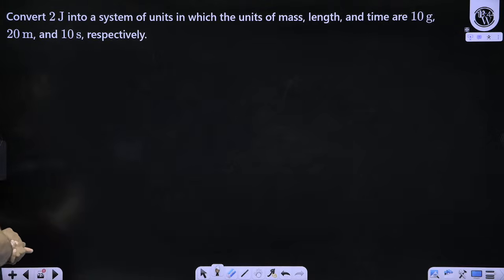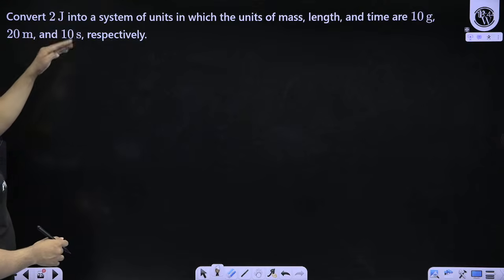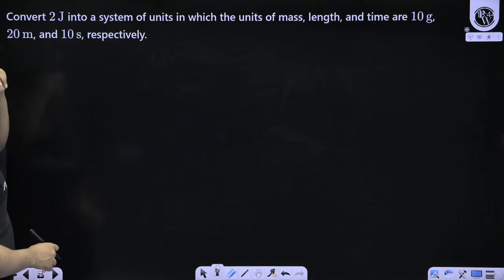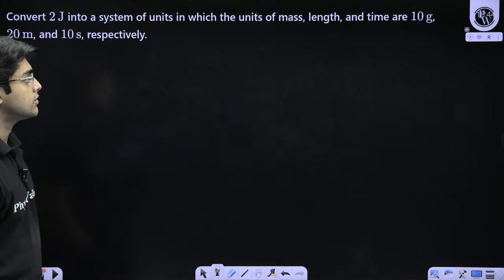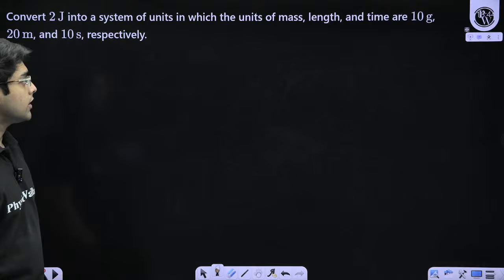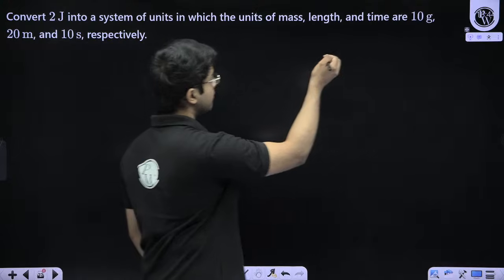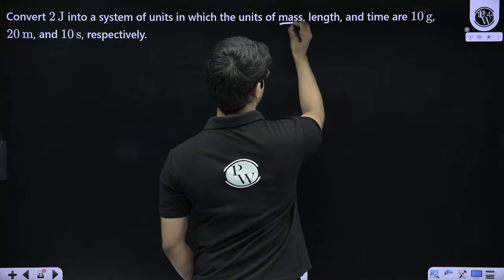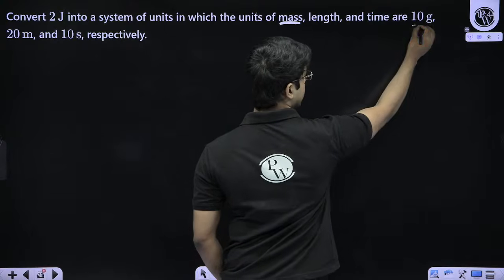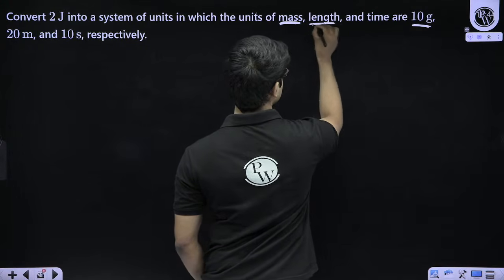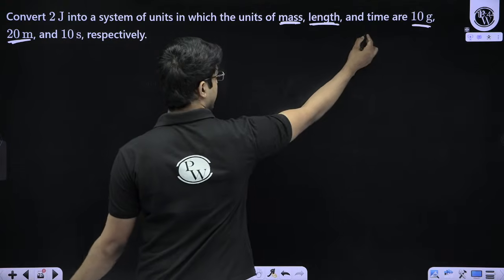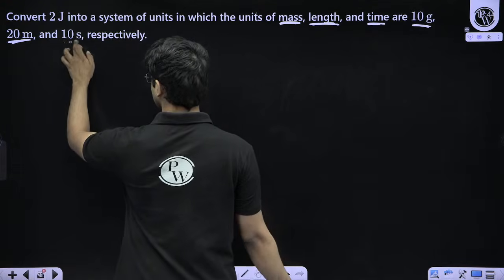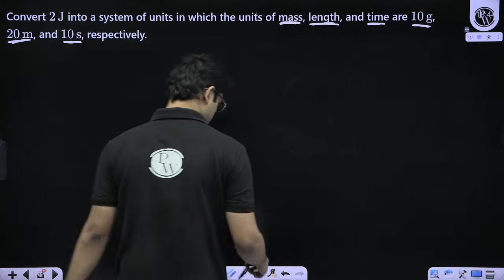So this question is we have to convert 2 joules into a system of units. Here they are not telling us it's a CGS unit or something. They are saying it's a new unit system. And the unit of mass in that system is 10 gram. Unit of length is 20 meters. And unit of time is 10 seconds. This is the unit.